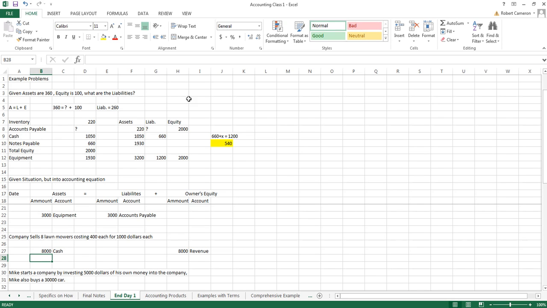And then we have to get rid of the inventory because we sold that inventory. What was the inventory cost at? 400, so equals 400 times 8. 3,200 in inventory, 3,200 in cost of goods sold. Bam.